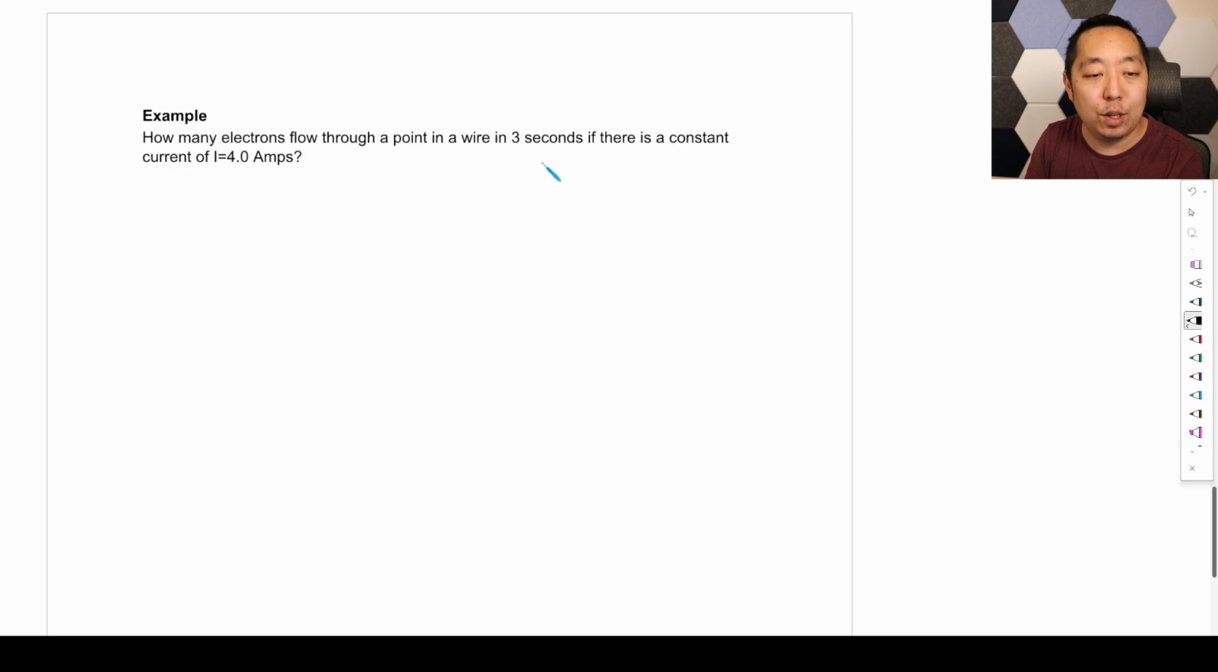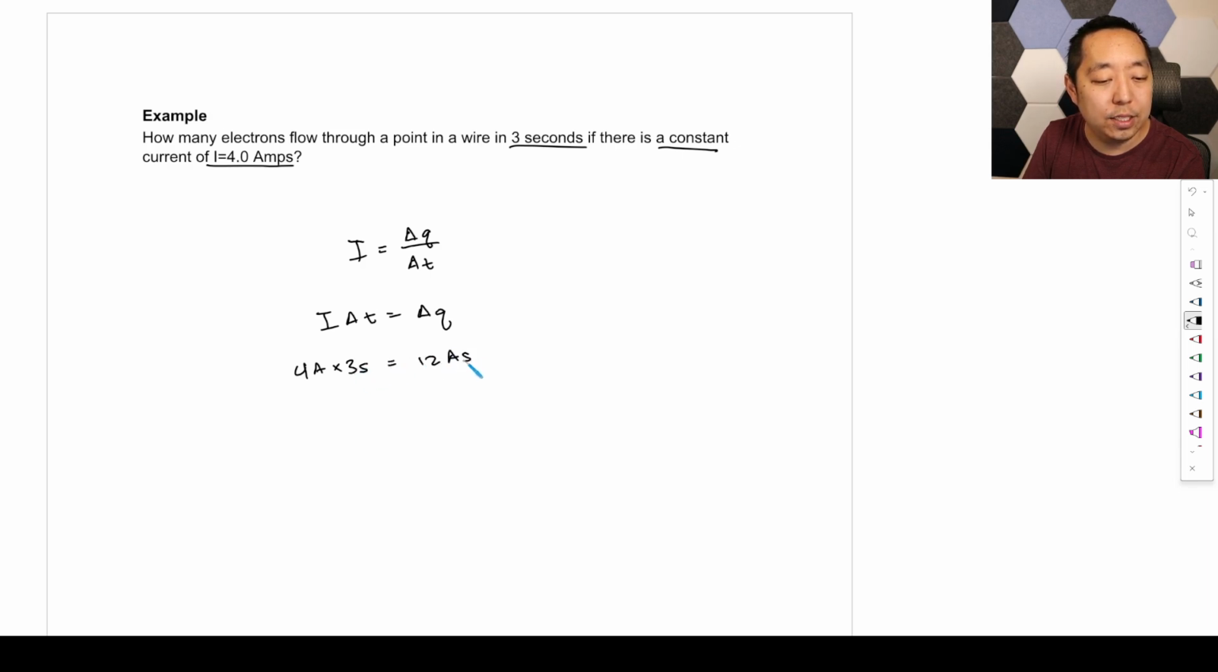How many electrons flow through a point of wire in 3 seconds if there's a constant current of 4 amps? So the current is the amount of charge per time. So the amount of charge would be current times the time. That's 4 amps times 3 seconds, and that's 12 amp seconds, or 12 coulombs, right? Because remember, this is coulombs per second times seconds, which is 12 coulombs.